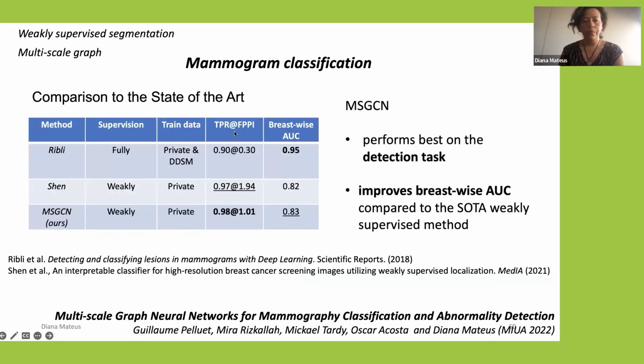And here we also compare to the state of the art. Once more, if you have the annotations, of course, you're still going to get better results. We still have a gap with respect to those, but the detection results are actually better than the fully supervised case that reports the highest results so far, which is still from 2018. And we have similar results compared to a method from MEDIA in 2020.